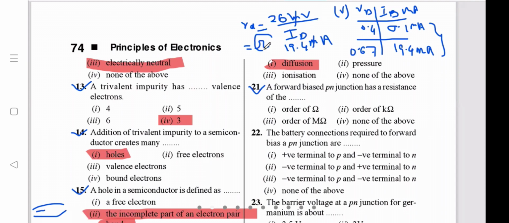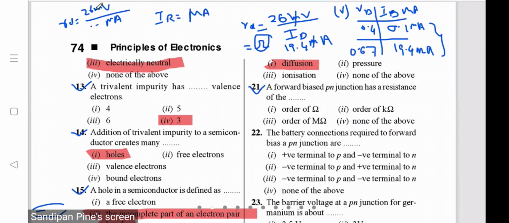So it is ohm. In the reverse bias, the current is IR, which is in microampere. In forward bias, it is in milliampere. In reverse bias, microampere, so that time RD equals 26 millivolt by some microampere.